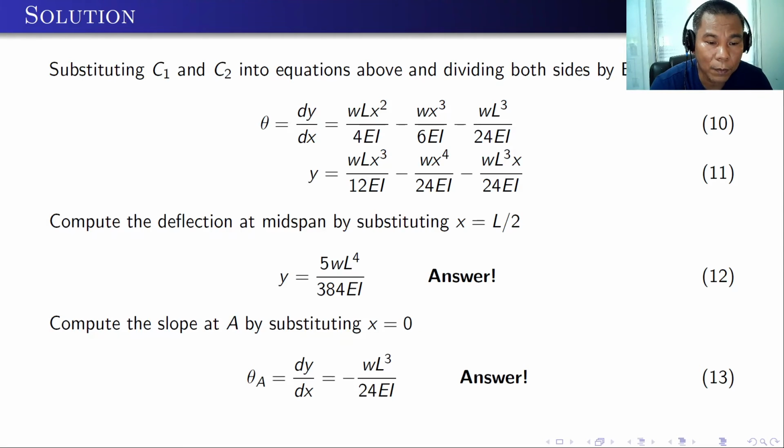Also, compute the slope at support A by substituting x equal to 0. That is, theta A is equal to dy over dx. Again, it should be negative because it's a clockwise slope. So that's minus WL cubed over 24 EI. Take note that the power of L in the deflection is L to the 4, and for theta, it's L to the power 3.